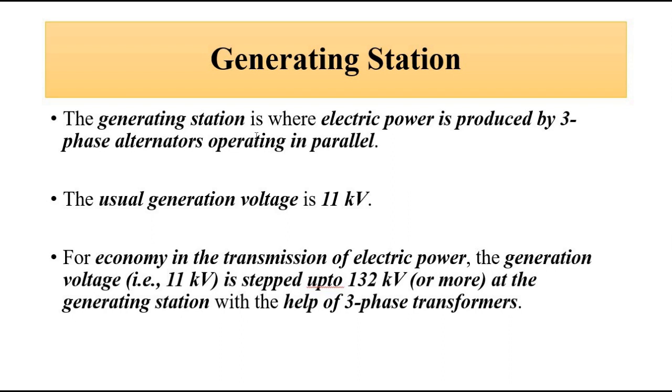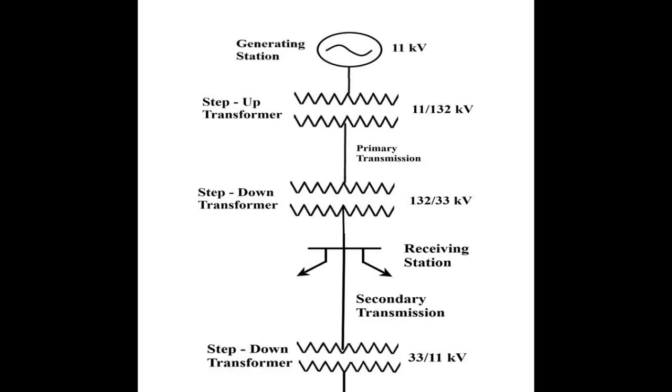But for economic considerations, from the transmission and distribution point of view, this generation voltage value of 11 kilovolt is stepped up using step up transformers. It is stepped up to a value of 132 kilovolt or more, but generally 132 kilovolt. It happens at the generating station.